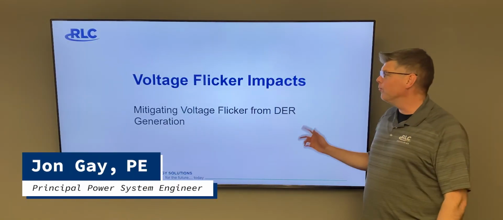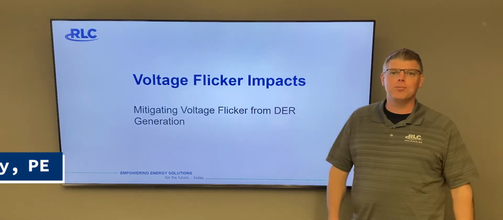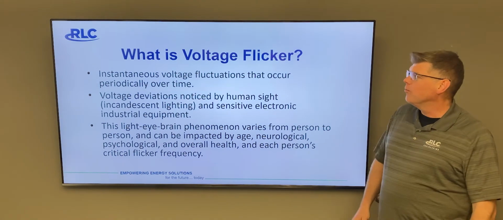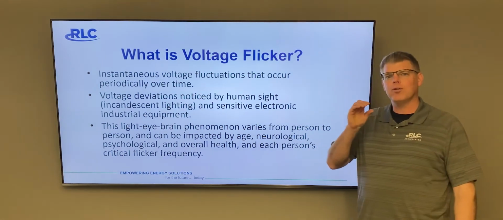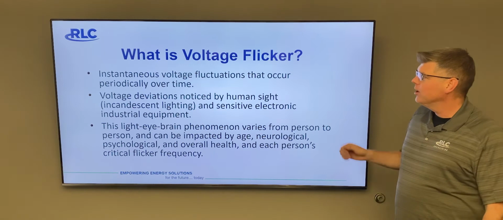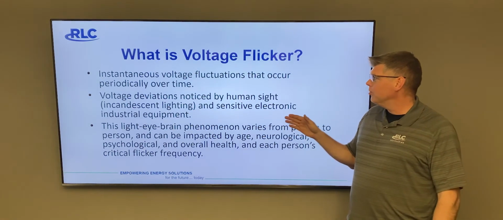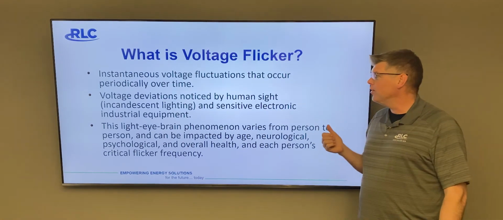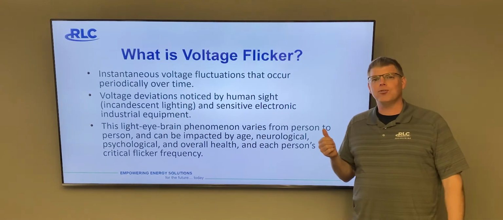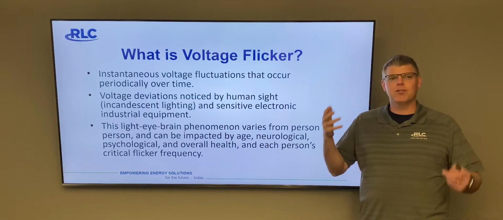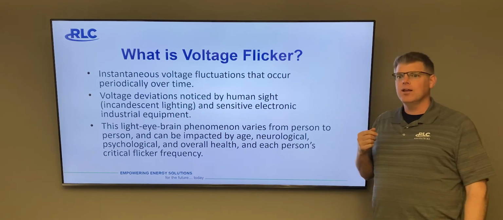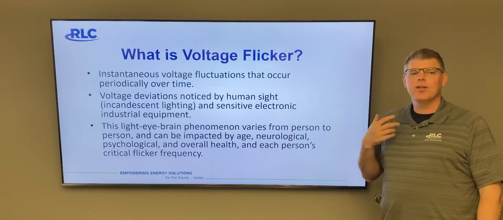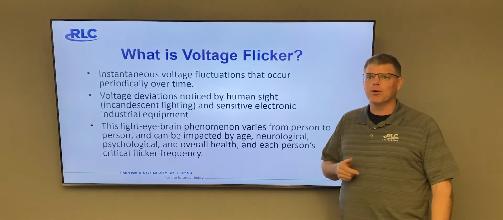Today we're going to talk about voltage flicker impacts on distribution systems. So what is voltage flicker? Voltage flicker happens when you have a voltage fluctuation that happens over time. These voltage fluctuations are noticed by human sight in lighting systems, such as we have here. So this is actually a psychological condition when we have a light, eye, brain response whenever these fluctuations are happening. The effect of this can be different from person to person.